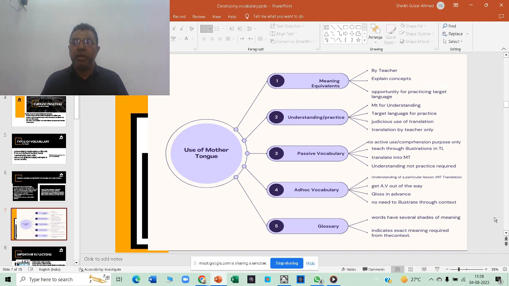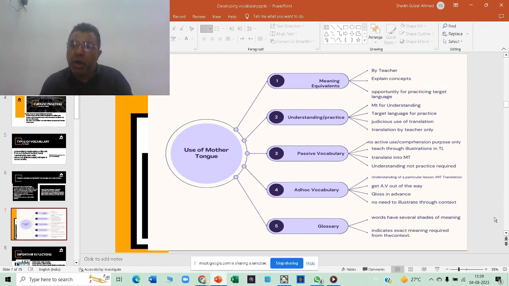So anyway, the teacher is first. He can translate, he can use mother tongue, he is free, but the student is not. And remember, the opportunity is for practicing the target language. When it comes to understanding, yes, mother tongue, I said, can be used for understanding. It can never be used for practicing a language. So practice should be given in the target language. Target language for practice. And remember, when you use mother tongue, use it judiciously.